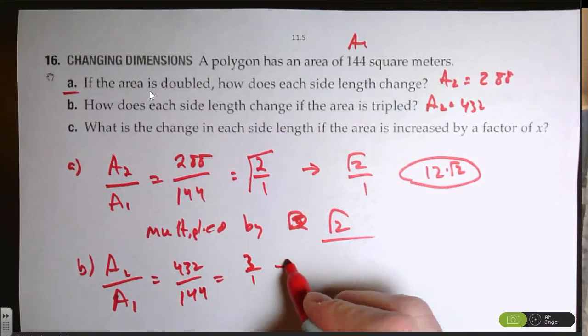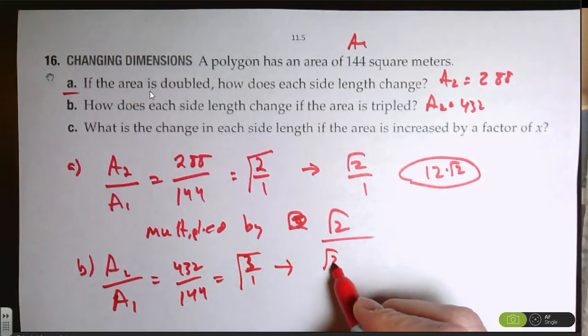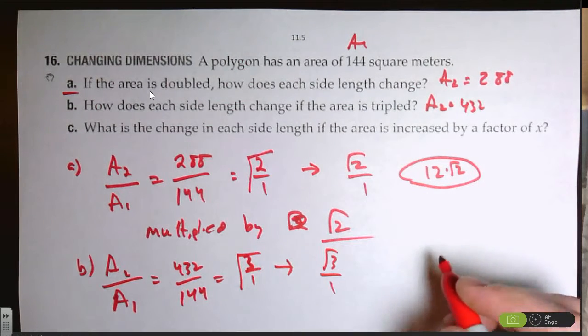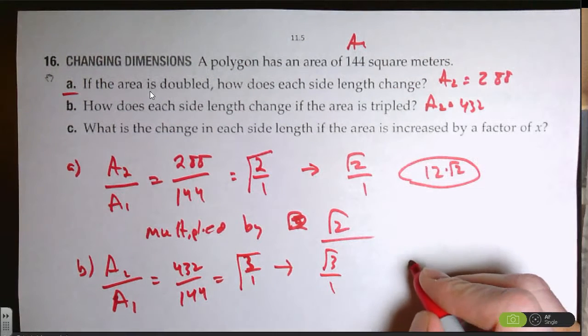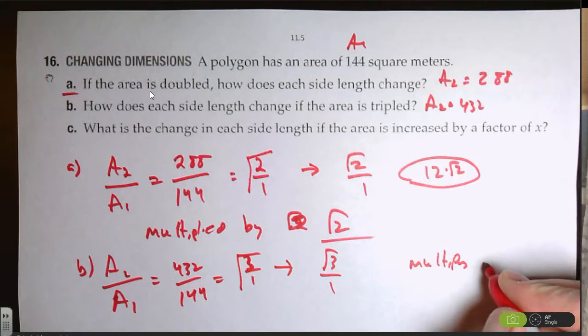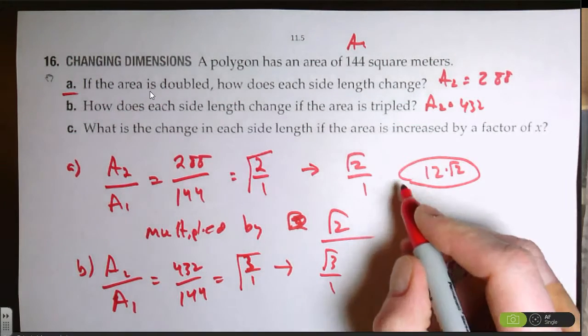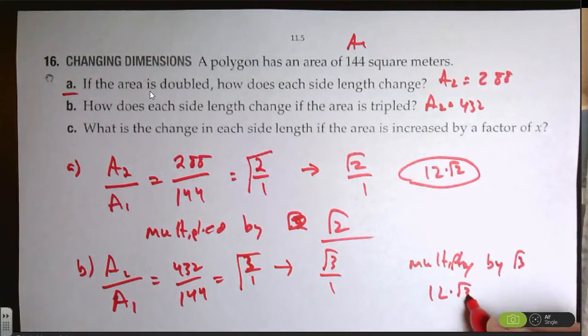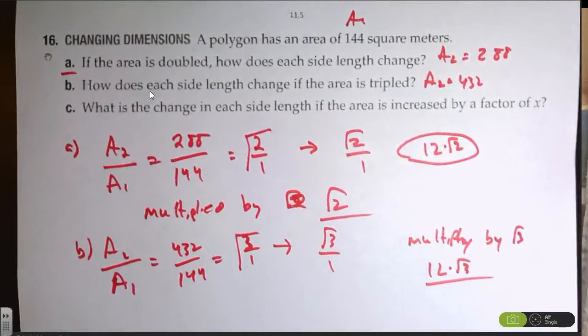Now again, I take the square root of that. It'd be root 3 to root 1, which is root 3 to 1. So now what I would do is multiply the side length by root 3. So if this side were 12, it'd be 12 root 3 then.